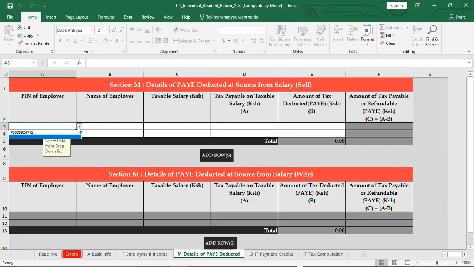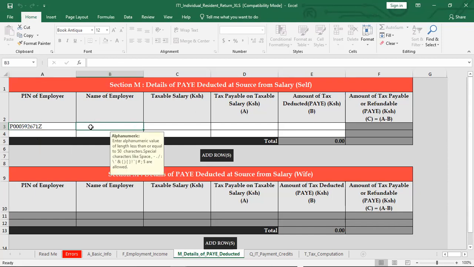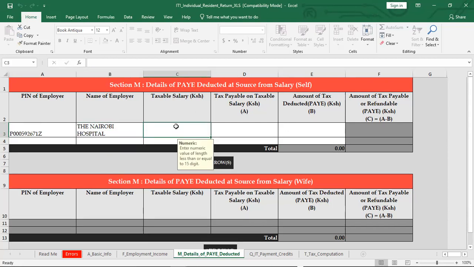That is the PIN number for the Nairobi hospital. So you just pick it. Once you pick it, name of the employer, you just type the Nairobi hospital. Then now we have the taxable salary. So I want us we go back to the P9. Are we there?